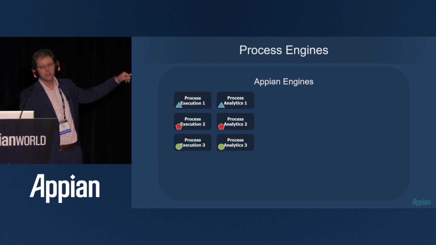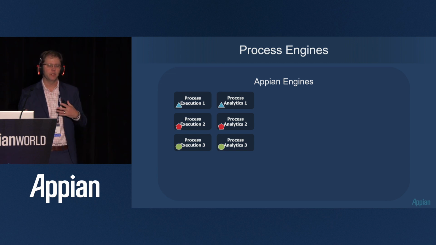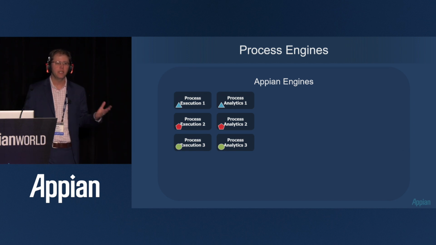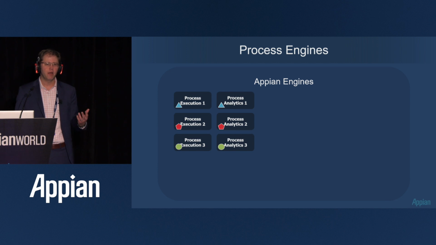So we call each of these engines, process execution 1, 2, and 3, a shard. So there's execution shards and there's analytics shards. And the data is constantly being replicated in real time from those execution shards to the analytics shards. So now that you understand this, you can kind of see where we're going here. We have to think about how to scale this, and we give you some tools to do that.